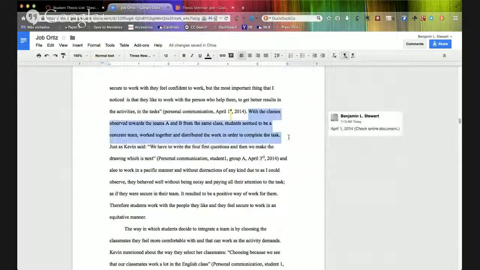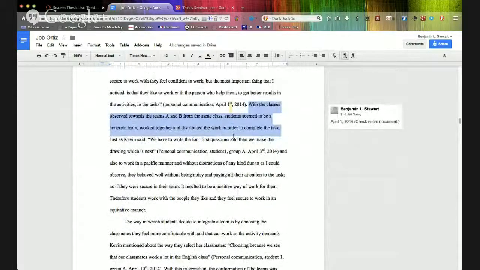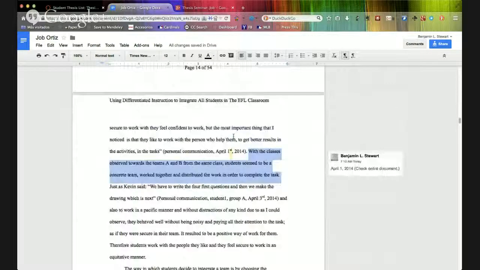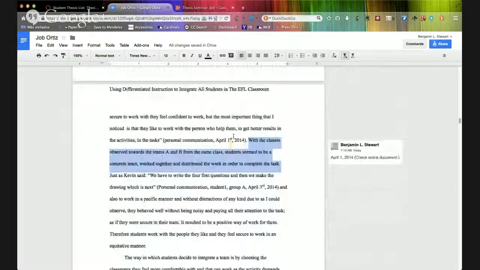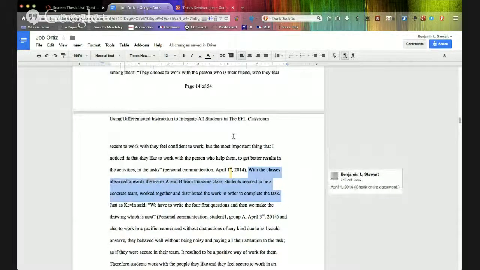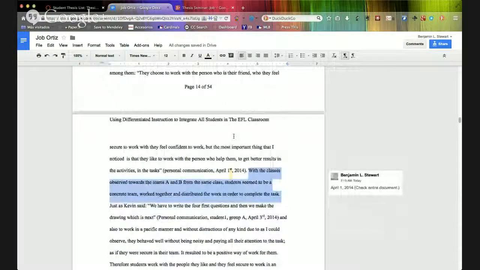Now, it's very important, Hope, whenever you do a discussion, that you comment on the evidence. So, for example, here you have with classes observed, teams A and B, students seem to be a concrete team, work together, and distributed their work. So this seems like an analyze comment, right? This makes it like a comment.